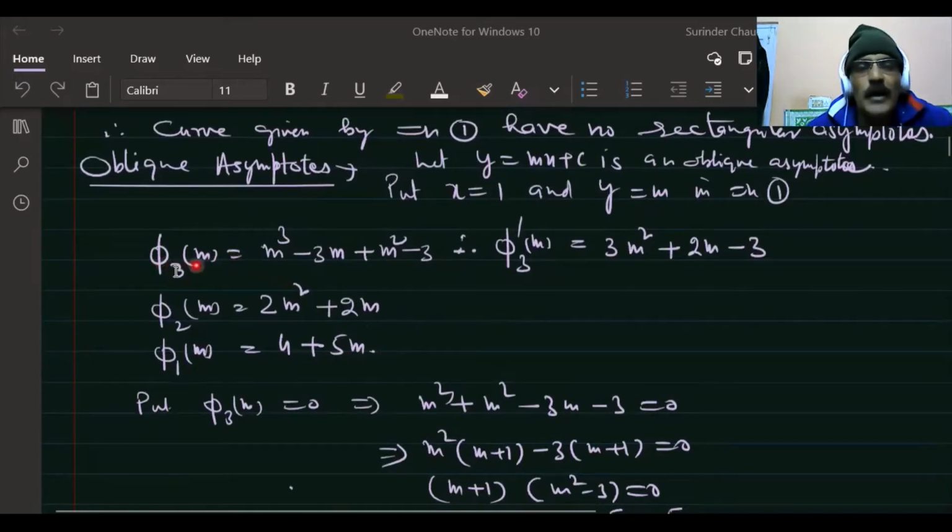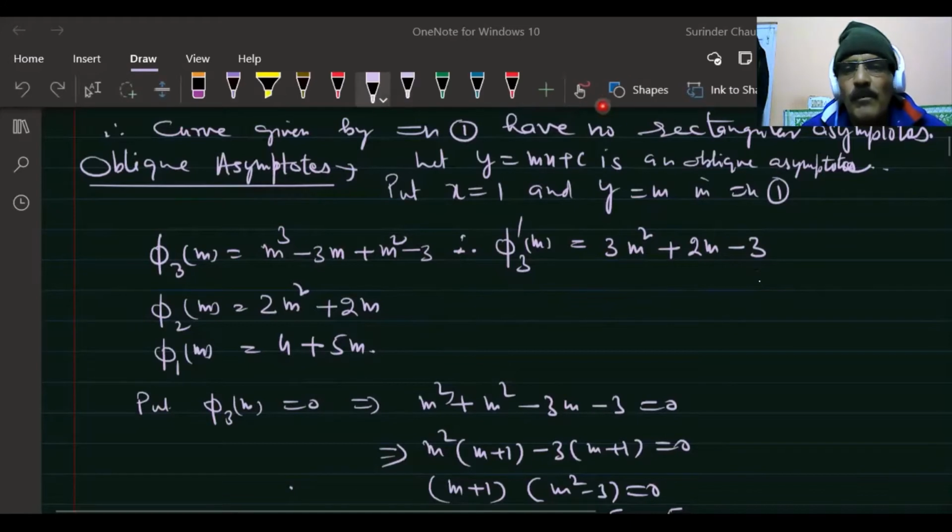Now differentiate phi 3(m) with respect to m. Phi 3 dash (m) is equal to 3m square minus 3, minus 6m, minus 3, and so on.